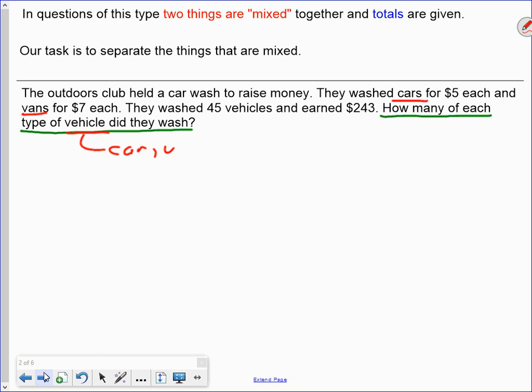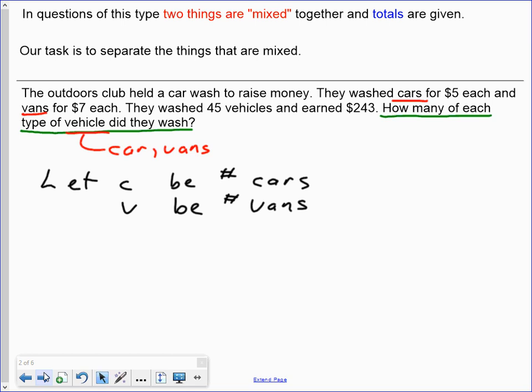So when we decide what our variables are going to be, we're going to say something like, let C be the number of cars, and let V be the number of vans. Okay? So we want to separate out what are the contributions of cars to our totals and what is the contribution of vans to our totals.